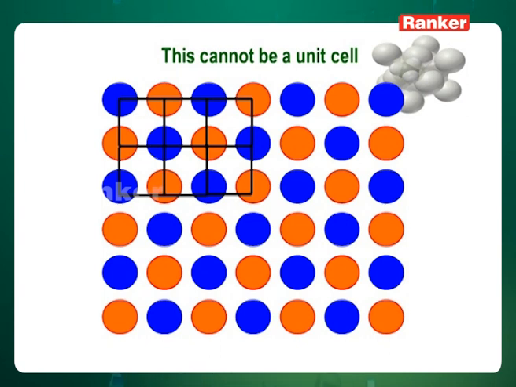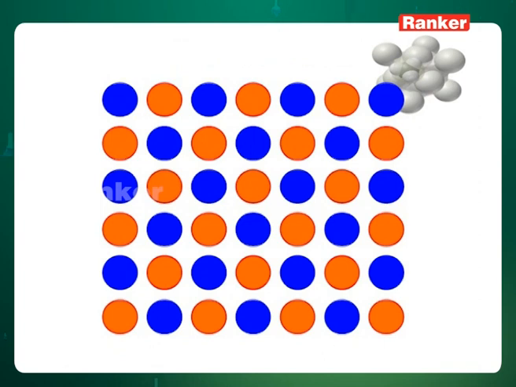So, this cannot be a unit cell, right. Here the unit cells we are drawing are not uniform. The reason is that in one unit cell you are starting by considering one blue colored ball, and in another unit cell you are starting by taking an orange colored ball. So, that is not uniform. The unit cells are not being taken uniformly throughout the lattice, right.